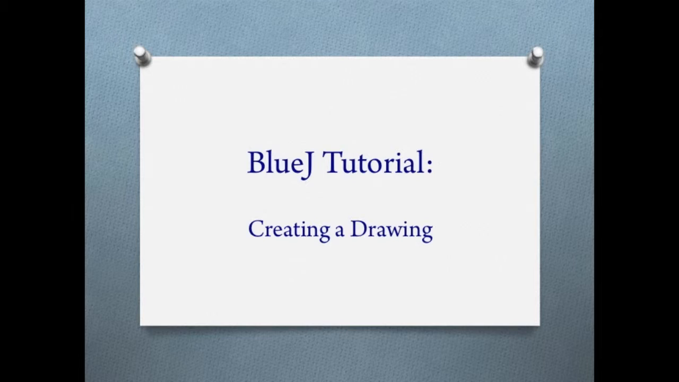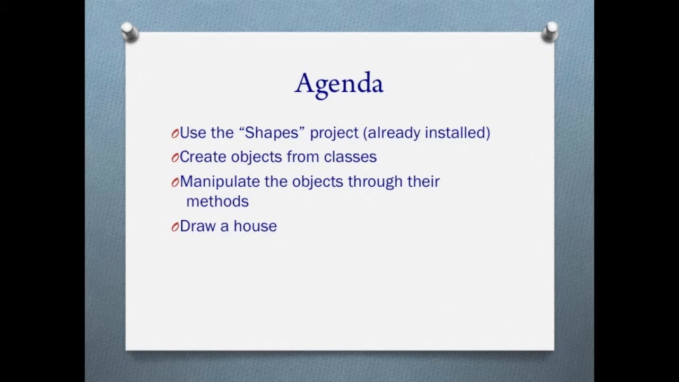So what we're going to be doing today is using the Shapes project that comes already installed on your machine in an examples folder when you install BlueJ. We're going to open that and create some objects from those classes: the circle class, the triangle class, and the square class.